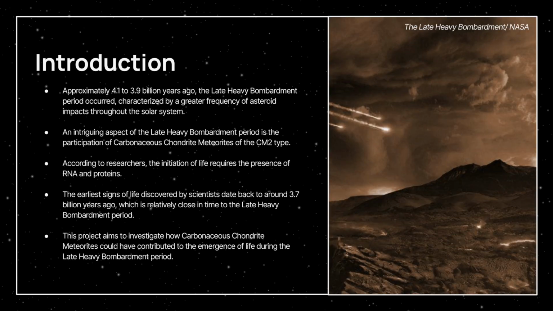Approximately 4.1 to 3.9 billion years ago, the late heavy bombardment period occurred, characterized by a greater frequency of asteroid impacts throughout the solar system. An intriguing aspect of the late heavy bombardment period is the participation of carbonaceous chondrite meteorites of the CM2 type. Meteorites of this type have been found to contain a rich mixture of complex organic compounds, including proteins such as amino acids, as well as purine and pyrimidine nucleobases that contribute to the formation of RNA. This finding is significant because, according to researchers, the initiation of life requires the presence of RNA and proteins.